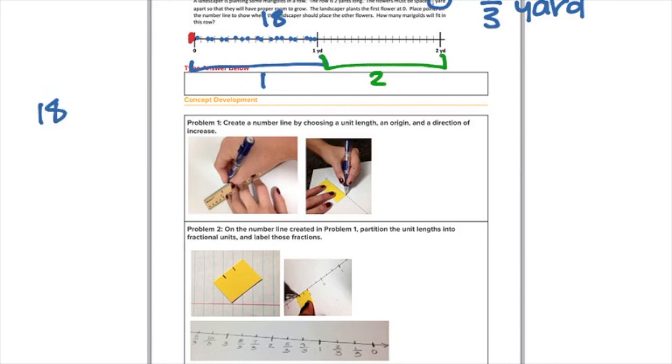I need to have 3 of them there. Oh, well, so that means I'm going to divide it by 3. 18 divided by 3, we already know is 6. So that means 6. So every 6, I'm going to make a mark.